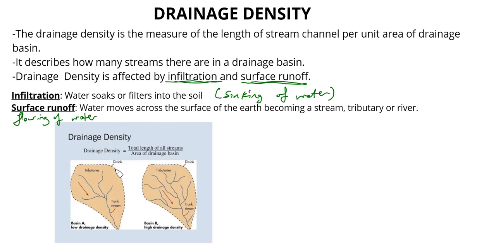Now, here's an example, an indication of which one is low drainage density and which one is high drainage density. Here you can see that we've got high drainage density on this side and low drainage density on the other side. It is high because of what? More streams per unit area. When I talk of drainage density here, we're just talking of the number of streams in a drainage basin.